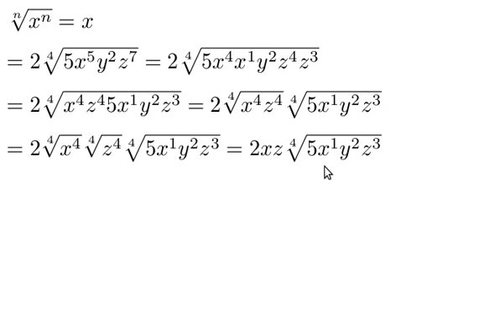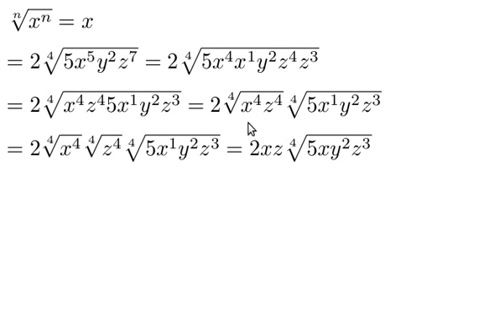So now we can see, of course, this x to the 1st, I want to go ahead and just rewrite that as just x, just to simplify it a little bit further. So it's 2xz times the 4th root of 5xy squared z cubed.